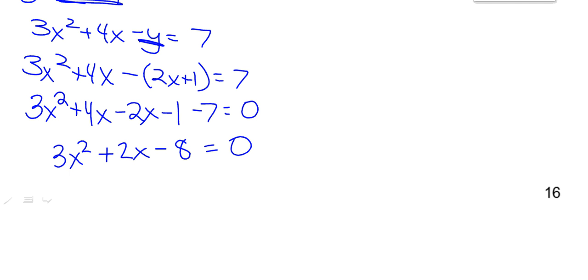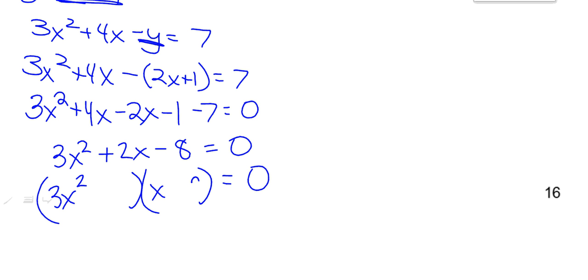That one I'd look at again. So whatever method you use, and I really just use guess and check, 3x squared has to be 3x and x. 8 can be 8 and 1 or 2 and 4, and my middle term is a 2. And so if I put a 2 here and a 4 here, I'm going to get 6 and 4. That's going to give me 2. This I want to be positive.